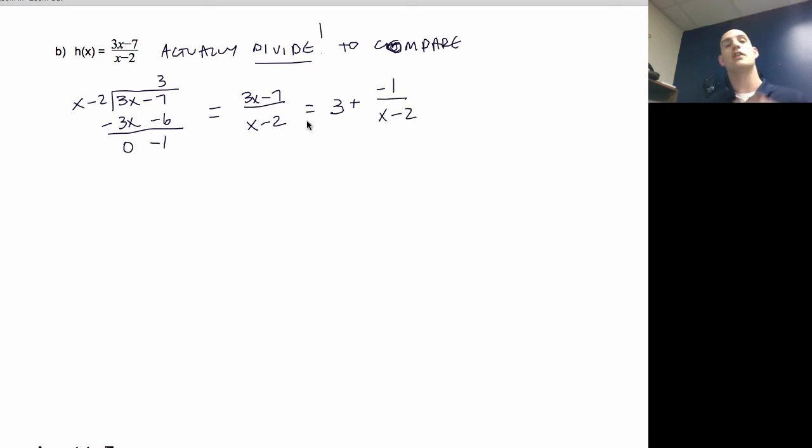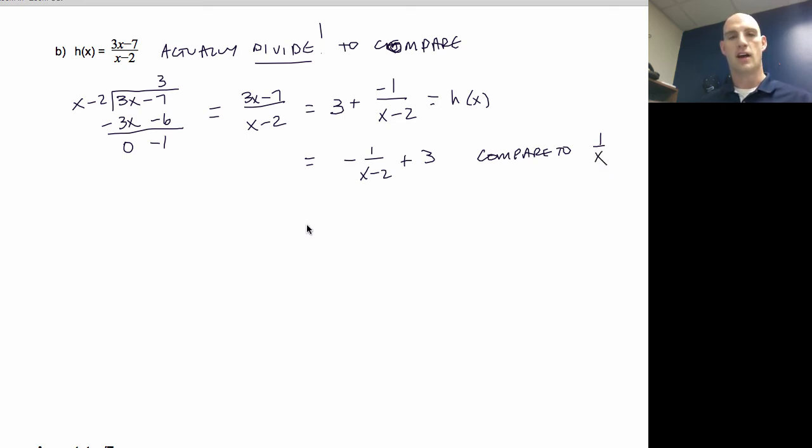Well, check this out. Look at what is actually here. This is h of x. This is my original function, just actually divided. And so if I look at this, I'm going to rewrite it so you can see. Negative 1 over x minus 2 plus 3. How does this compare to 1 over x? Well, obviously, I have done a negative out front, so I've got negative f of, and on the bottom I've got a minus 2, so x minus 2, and then I'm adding 3 to the outside. See how that compares there?